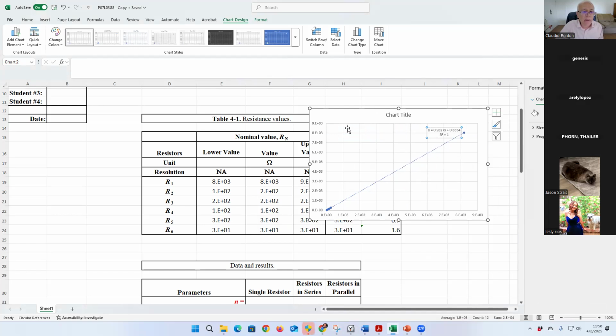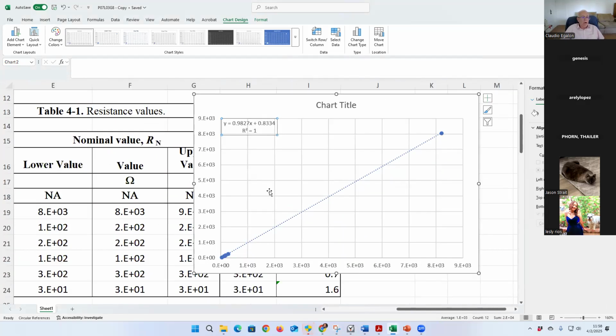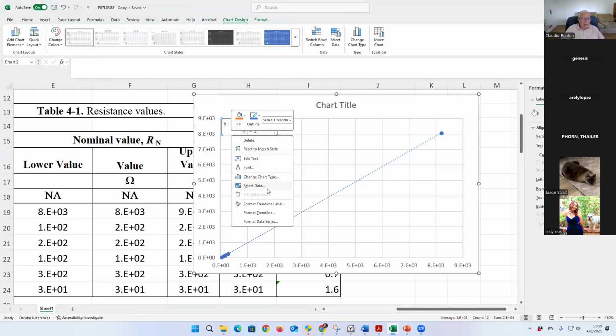What this graph is telling us is very important. Because the values of the nominal resistance are supposed to be close to the values of the resistance measured by the multimeter, this slope here is going to be very close to the value of 1. And it is indeed, it's only 2% off, 0.98. You should get values like that for the slope. And for the R-squared, it's going to be very close to 1 too, but I want to put more decimal places there. Format trend line label, right?